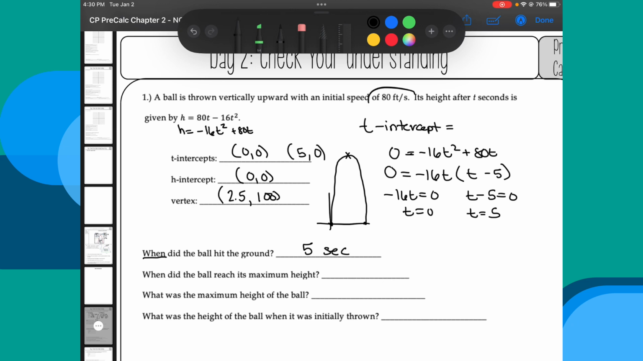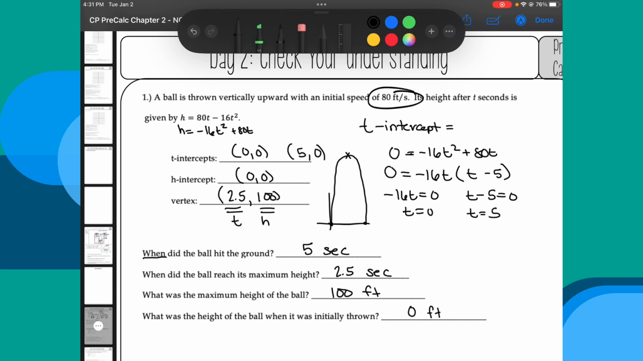I'm going back up and looking at my units. When did the ball reach its maximum height? Our vertex, 2.5 seconds. What was the maximum height? Again, vertex, but the h value. So that would be 100 feet. What was the height of the ball when it was initially thrown? We can tell that that would be 0 feet.